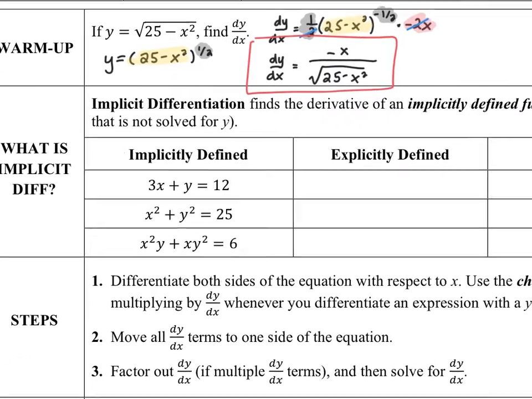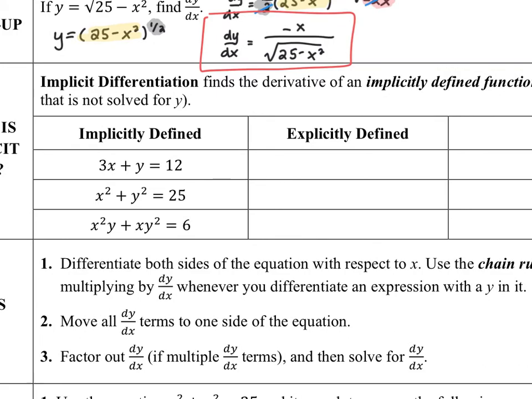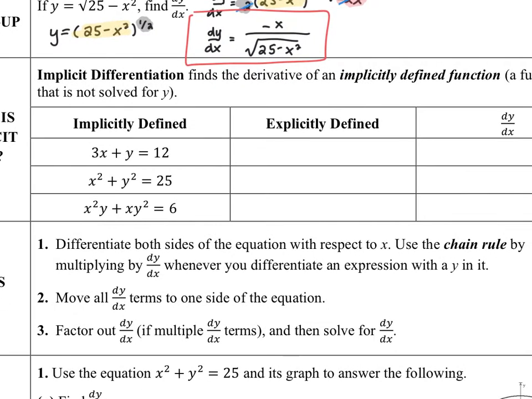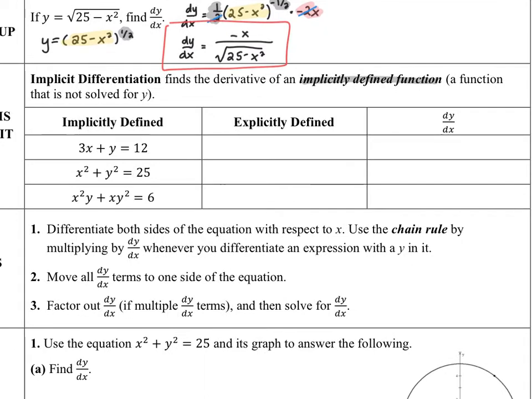So the next part is, what is implicit differentiation? It's used to find the derivative of implicitly defined functions. And the natural question there is, well, what's an implicitly defined function? That's simply a function that is not solved for y. So as I look at this first equation here, I have 3x plus y equals 12. That is implicitly defined because it is not solved for y.